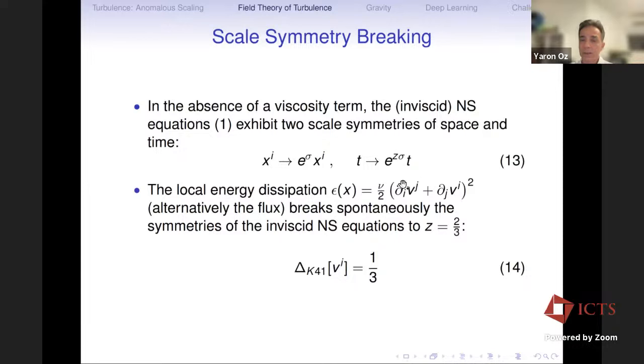If you look at the flux, the local energy dissipation, the expectation value of this quantity breaks this symmetry, and it breaks it to a particular dynamical exponent z equal to 2/3. If you check this, you will see that this is exactly Kolmogorov scaling. Now, what does this imply? It means from the field theory point of view that I should view Kolmogorov scaling as a spontaneous breaking of these space-time scale symmetries. But from field theory, we know that if you spontaneously break a symmetry, there should be a Goldstone boson. So where is this Goldstone boson?